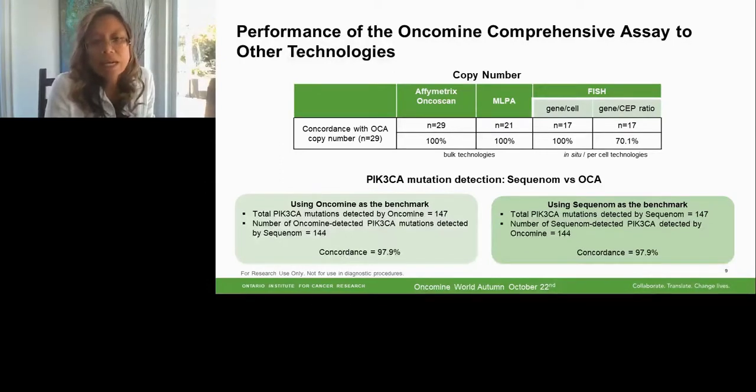When considering variant detection in a subset of samples, we had PIK3CA mutation information based on the mass spec-based assay Sequenom, and again versus OCAv3. When we use either one as the benchmark, we found 98% concordance for the detection of PIK3CA mutations across these samples.